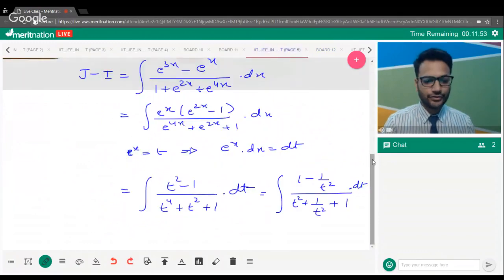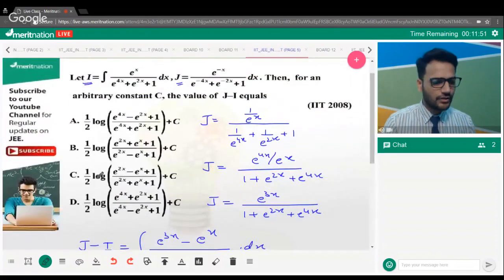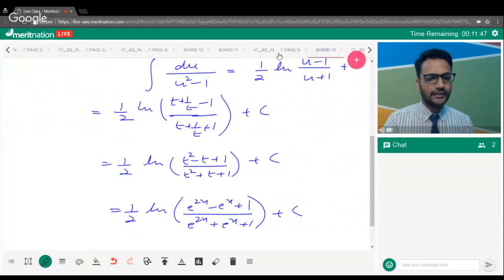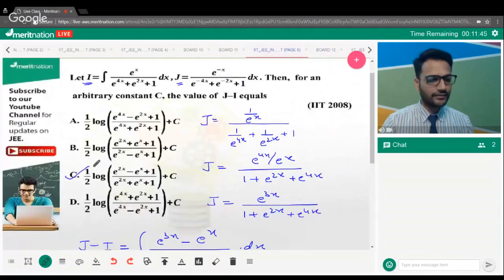If I just switch to the question again, the options, what is the answer? That was negative on the numerator. Yeah, the answer is C. I hope everyone is clear with it.